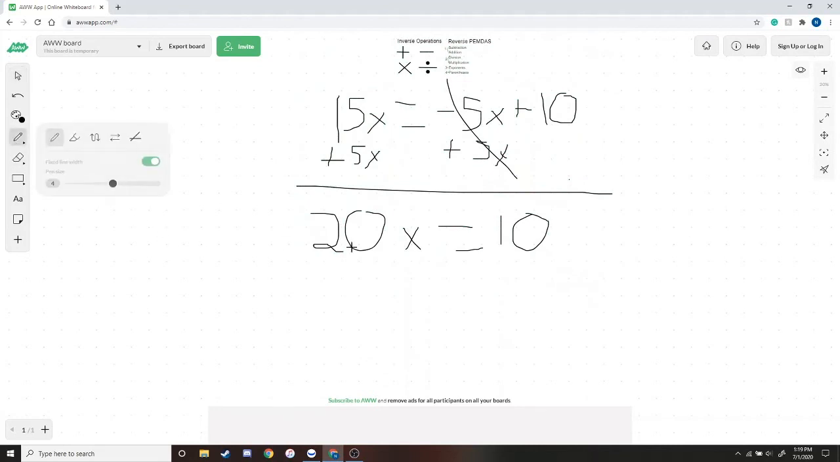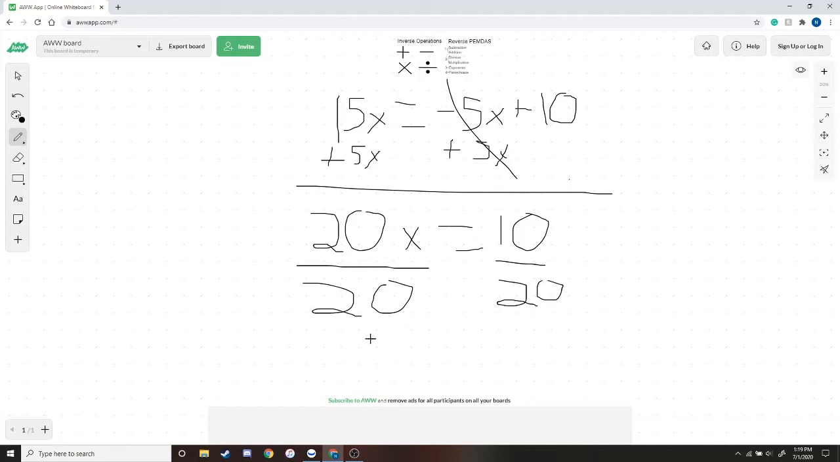You go back to the basics, and you divide. You need to get rid of this 20 that's being multiplied to the x. So what you do is you divide on both sides by 20, which leaves you with x is equal to 10 over 20, or in other words, 1 over 2.